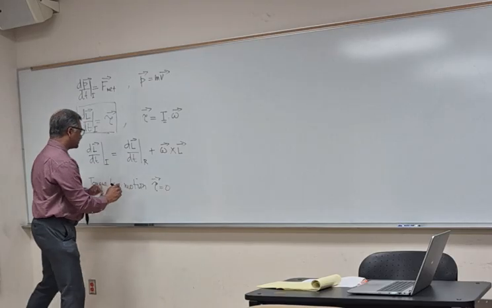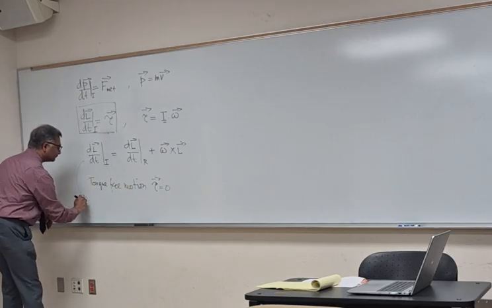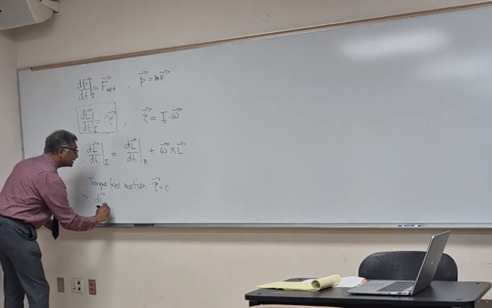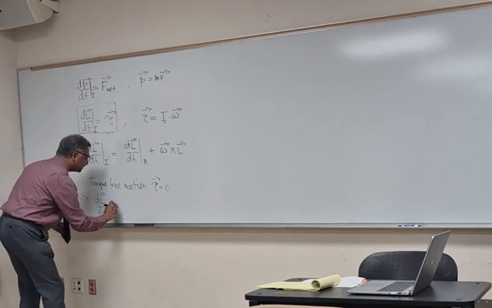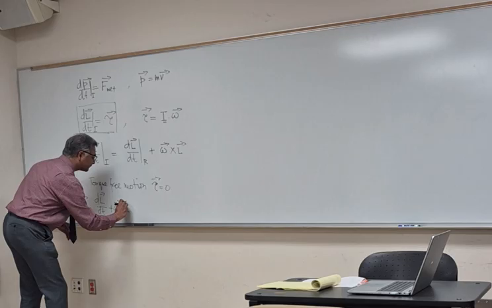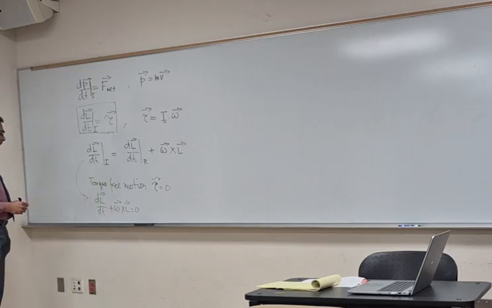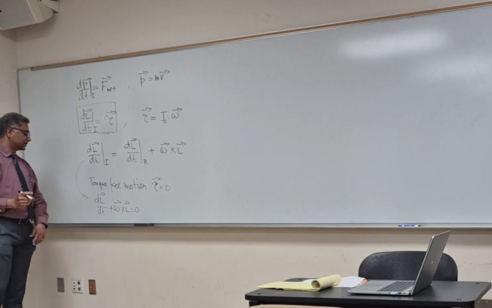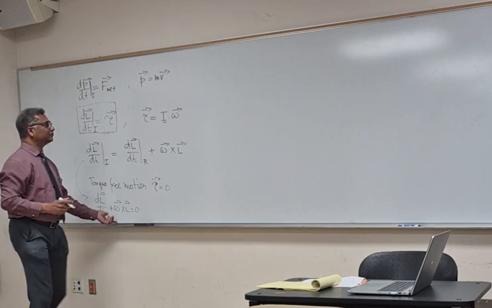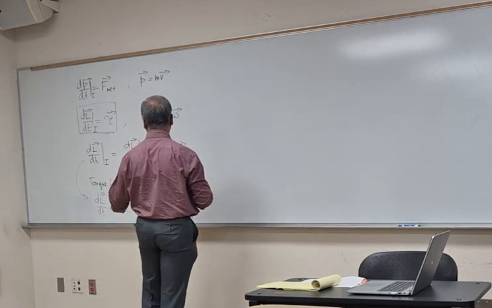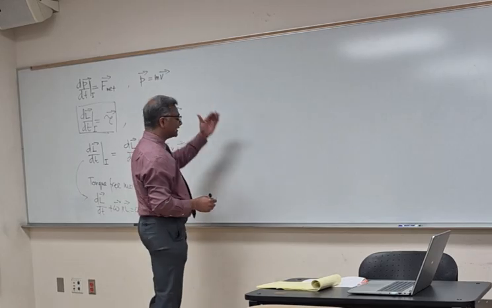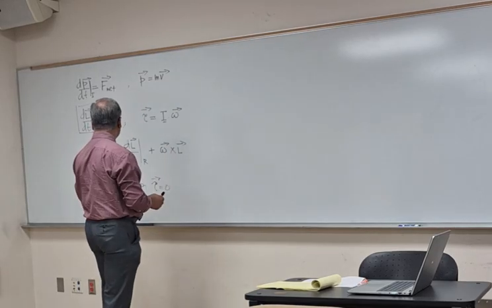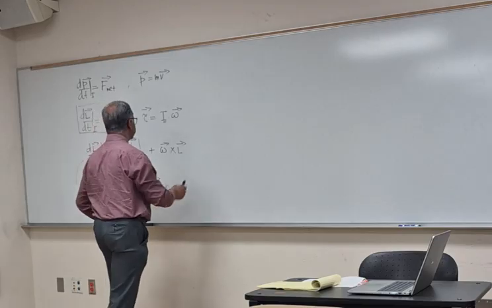So from this equation, I can write dL/dt plus omega cross L equal to 0. And from now onwards, everything is in the rotating frame. And this equation gives rise to the set of Euler's equations. How can we get Euler's equations from here?